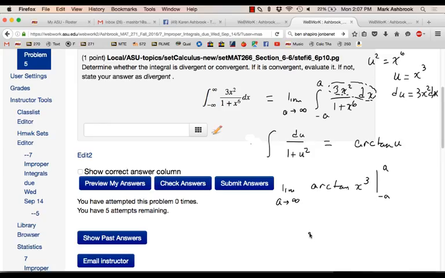So from here, you just have to know something. So we're going to have limit as a goes to infinity of arctangent a cubed minus arctangent of negative a cubed. So now you just have to understand the arctangent function. What is the arctangent function? Well, it's the inverse of the tangent function. So what is the tangent function, first of all? What goes in and what comes out? Or what's our independent variable and our dependent variable of arctangent? So you think about the unit circle.